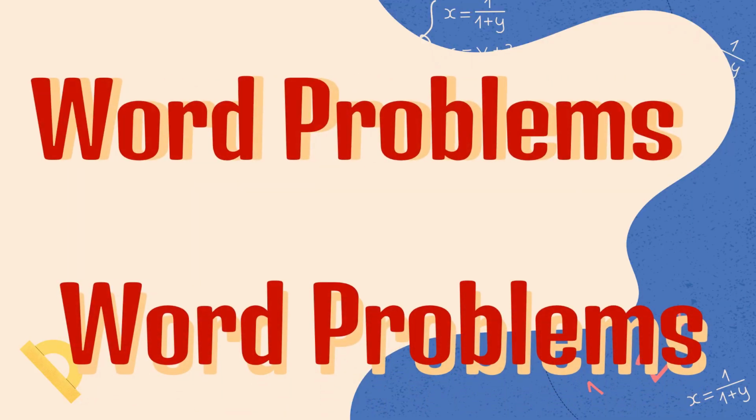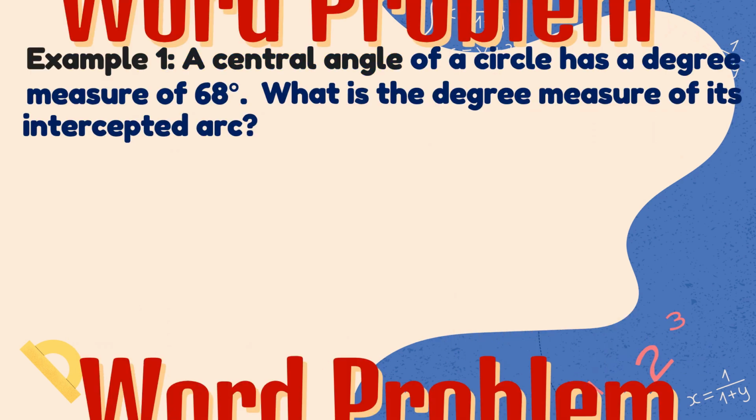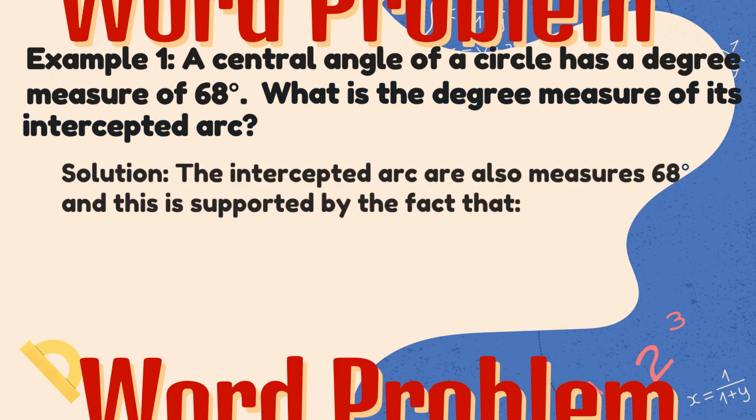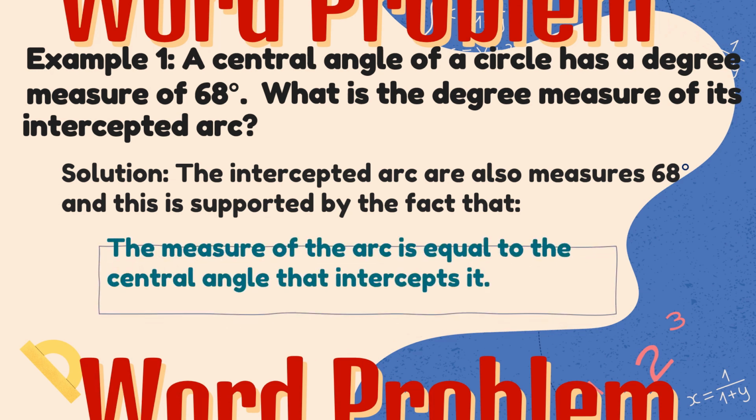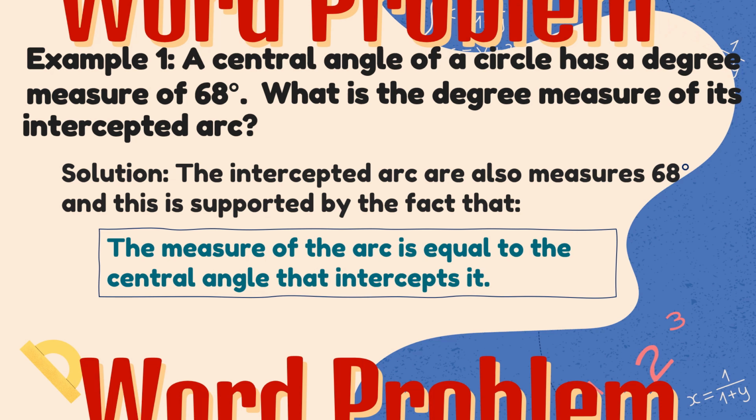Now that we are acquainted with different concepts and theorems relating to circle, let us apply these learnings in solving word problems. Problem number 1. A central angle of a circle has a degree measure of 68 degrees. What is the degree measure of its intercepted arc? The intercepted arc is also measured 68 degrees, and this is supported by the fact that the measure of the central angle is equal to the measure of its intercepted arc.